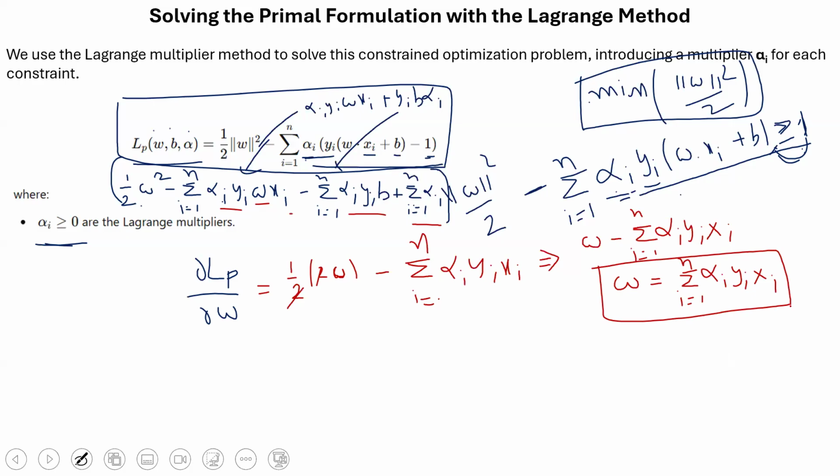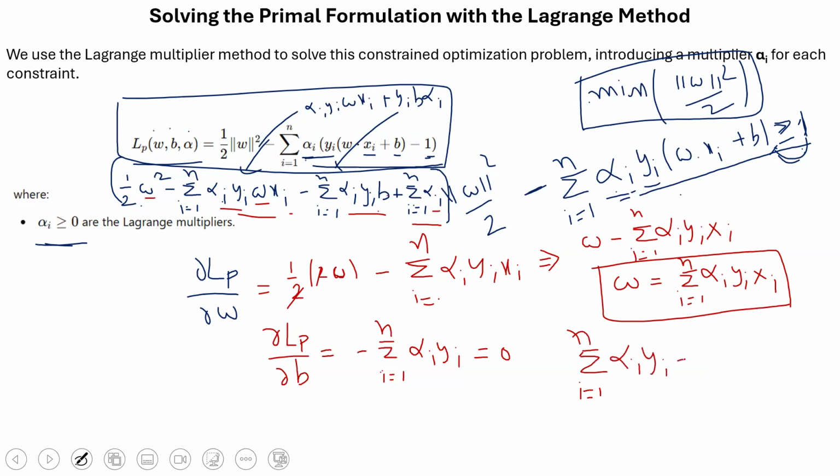Now let's take the derivative with respect to b. What happens if we take the derivative with respect to b? Again, there is no b here, so it becomes 0. There is no b here, it becomes 0. As b is there here, it becomes sigma i equal to 1 to n alpha i yi. There is no b in the last term as well, so this becomes 0. So now we can write the second thing that we came up with when we take the derivative with respect to b: sigma i equal to 1 to n alpha i yi is equal to 0. So this is what we came up with.